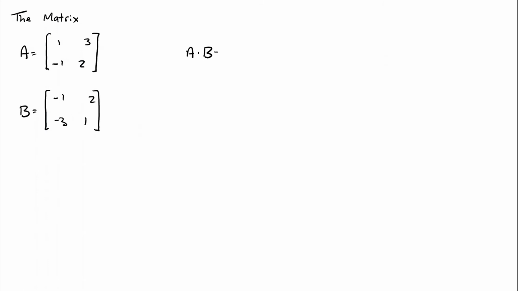Here's an interesting example. Let A equal 1, 3, minus 1, 2, and B equal minus 1, 2, minus 3, 1. Take time to compute both AB and BA. I'll wait. I find AB equals minus 10, 5, minus 5, 0, and BA equals minus 3, 1, minus 4, minus 7.